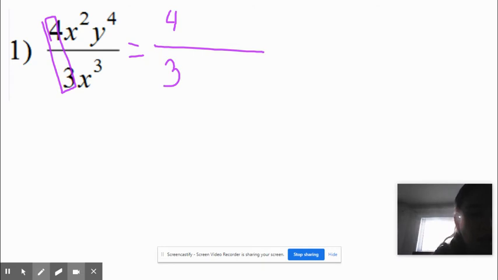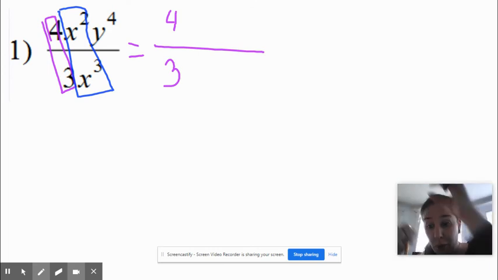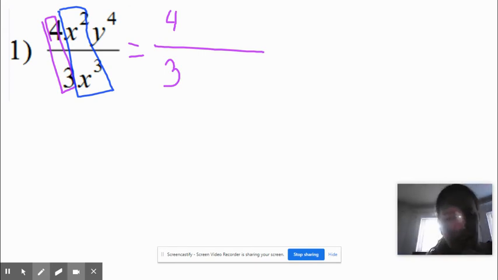But now, switch colors a little bit. We're going to focus specifically on our x terms. So we have x to the second over x to the third. Now remember, when they're being divided, you just subtract them. And your end result ends up wherever the original was higher.